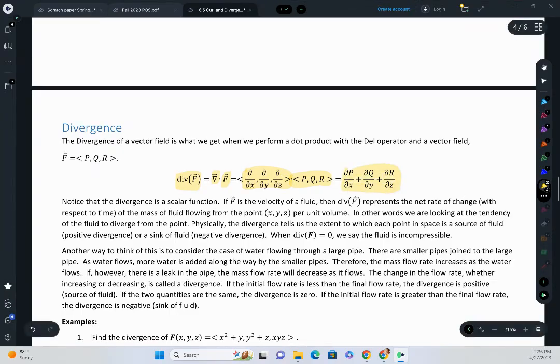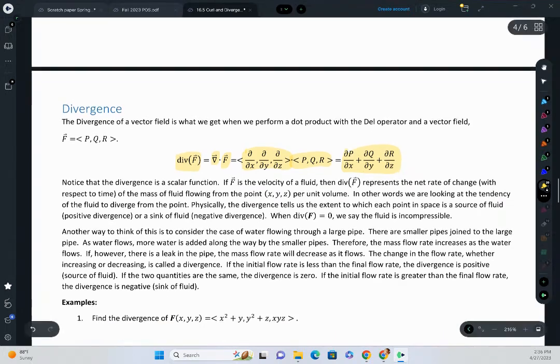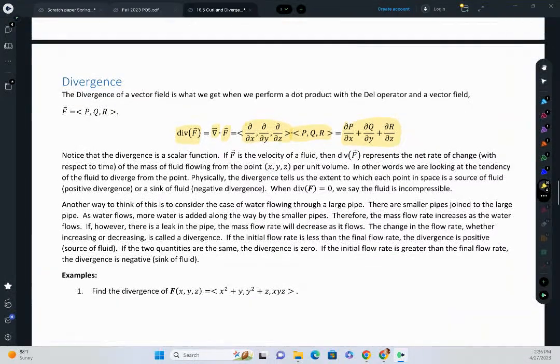Okay, you don't have to memorize that. You can just simply write out these vectors and then compute the dot product. The divergence is a scalar function. So anytime we've calculated a dot product, the result was a scalar. It's like a number, or in our case, it'll end up being a function, but it won't be a vector. So a scalar function is considered to be non-vector.